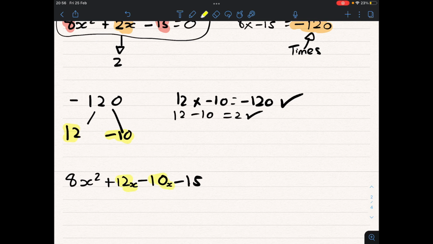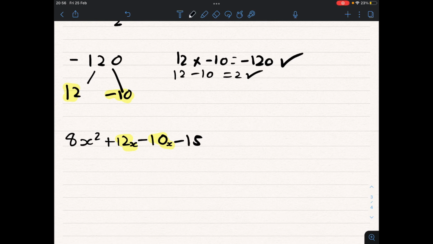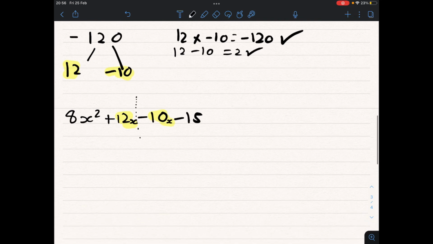Then from there we factorize. To make life easy, I usually put a dot here so I can focus on one side. So we factorize 8x squared plus 12x. The common factor will be 4x, yep. 4x times 2x plus 3. Then the common factor between minus 10x and minus 15 is minus 5. So minus 5 times 2x plus 3.